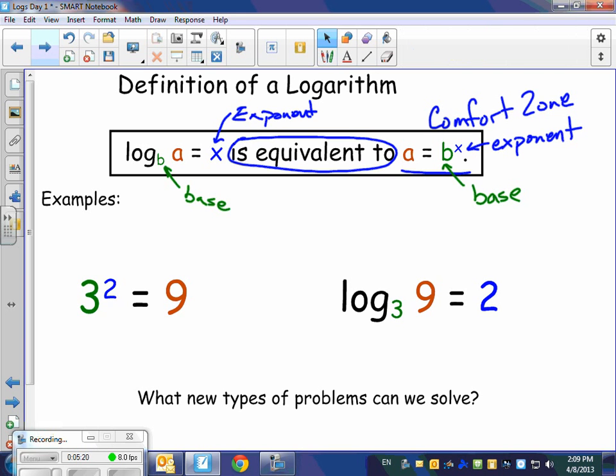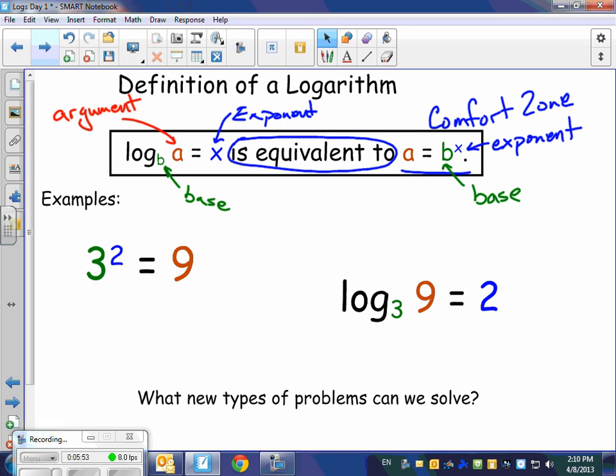On this side of the definition, I'm going to add a qualifier. This number that goes right here is referred to as the argument. That's the argument of the logarithm, and I don't really know of a fancy way to remember that, but that's the argument. Okay.